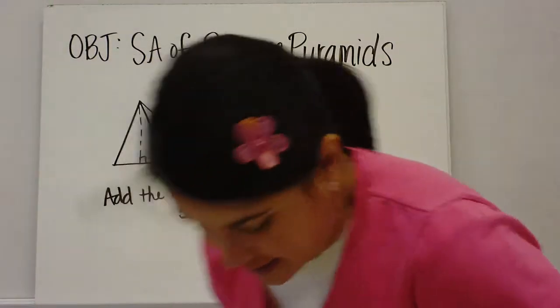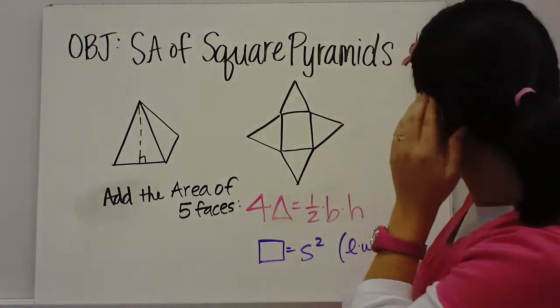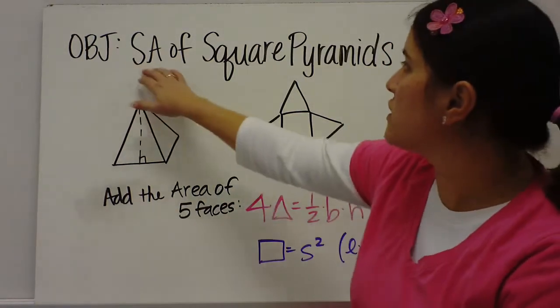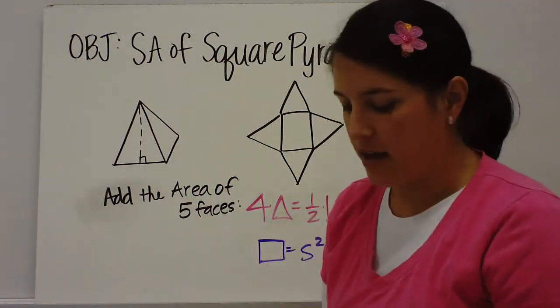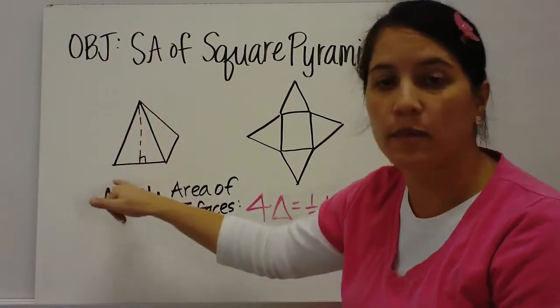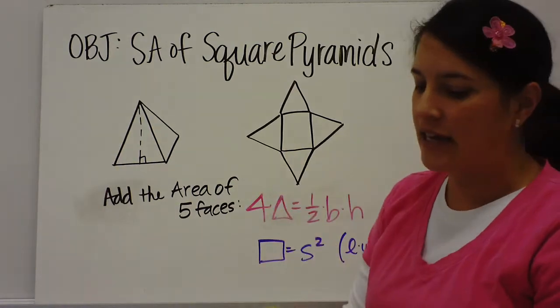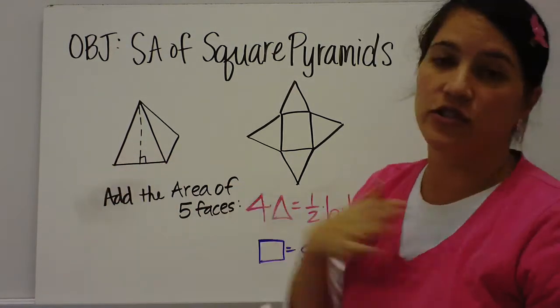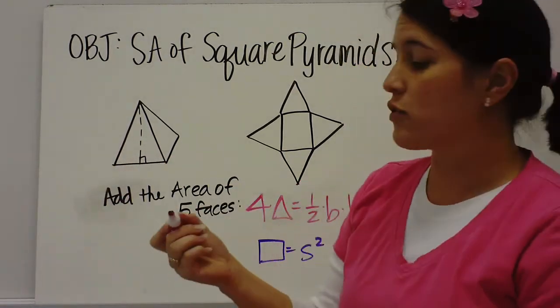Hey y'all, today's objective is surface area of a square pyramid. So I have drawn for you the three-dimensional view of a square pyramid and the net. If you need practice, here's the best way that I know how to draw a square pyramid.